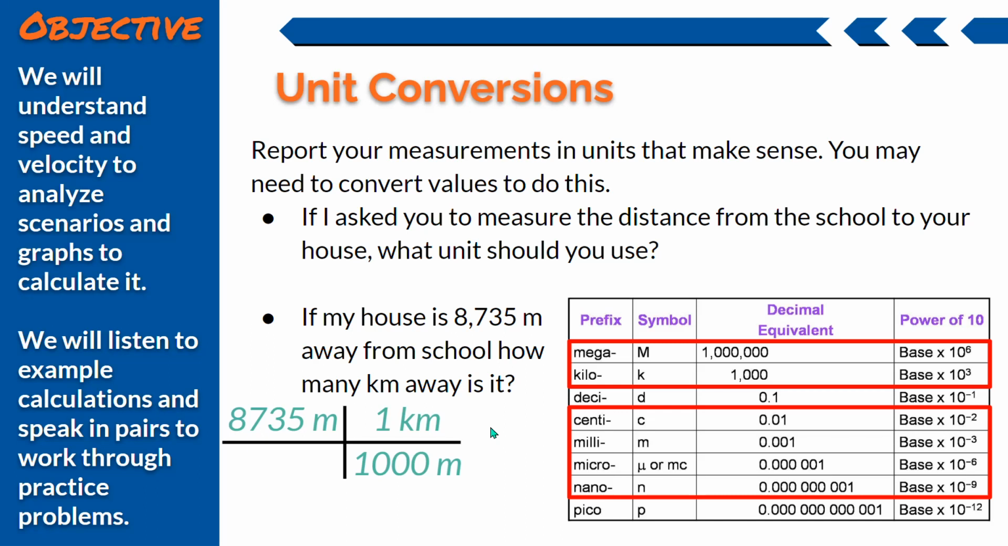And so 8,735 times 1, I'm not going to bother typing that, divided by 1,000 is going to give me 8.735 kilometers. Because again, I canceled my units of meters and was left with kilometers. Okay, so just basic conversions, you need to be able to do them.